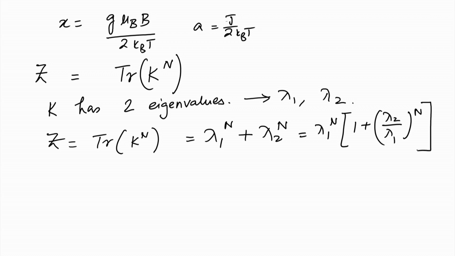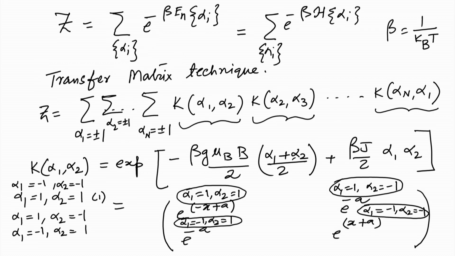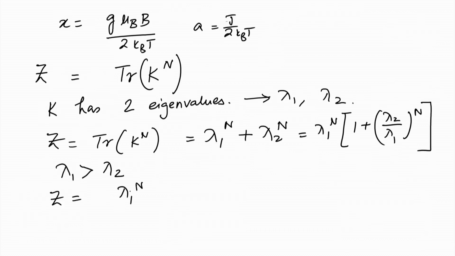Now, you can see that if my lambda 1 is the bigger eigenvalue, this term goes to 0 for n going to be very large, because lambda 1 is the leading eigenvalue, and lambda 2 by lambda 1 goes smaller with each power of n, that is, the spins. When n goes to very large, if my lambda 1 is greater than lambda 2 among the 2 eigenvalues, my Z becomes only lambda 1 to the power n, and I need to solve only one of the eigenvalues of this matrix, the bigger one, and then I raise it to the power n.